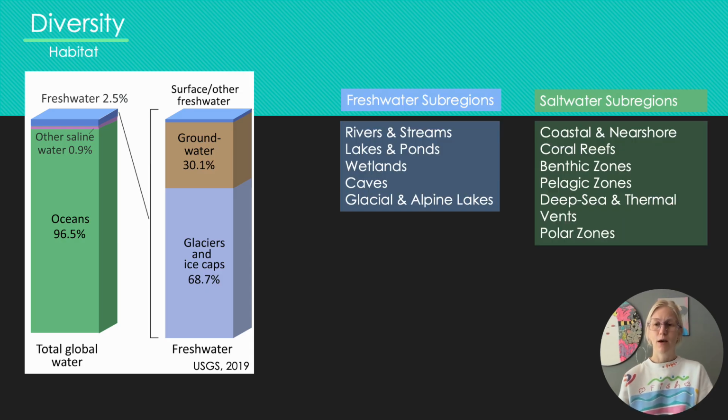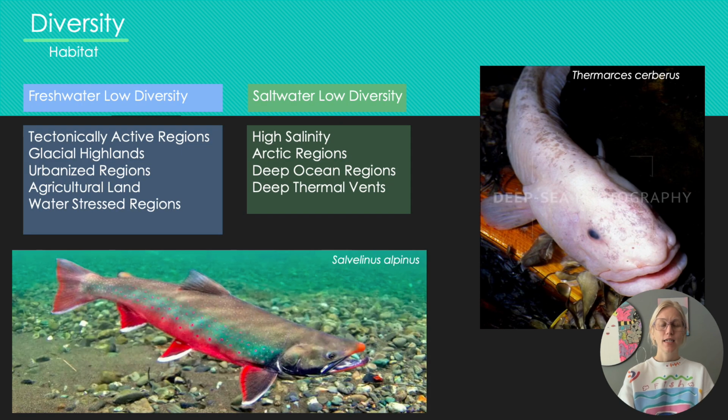Additionally, inside of these habitats, fresh and marine, there are high diversity niches, and these include things like rivers and streams, wetlands, caves for freshwater, coral reefs, benthic and pelagic zones, and even polar zones in marine. And there are also low diversity regions inside of these habitats, and low diversity biomes are a product of extreme environments that require extreme adaptations.